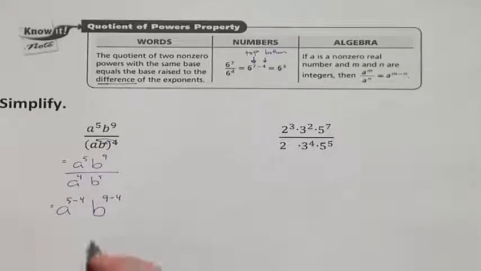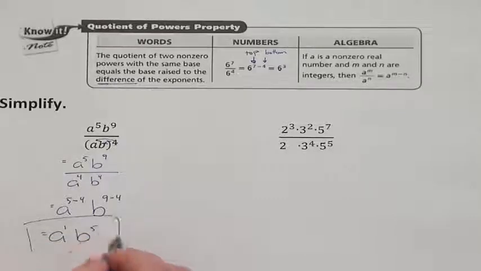So finishing simplifying, I have a to the 5 minus 4 is 1. B to the 9 minus 4 is 5. So I have a to the first, b to the fifth. None of my exponents are negative, so there's nothing to simplify there. There are no numbers to simplify. I am done. So let's look at the next problem.